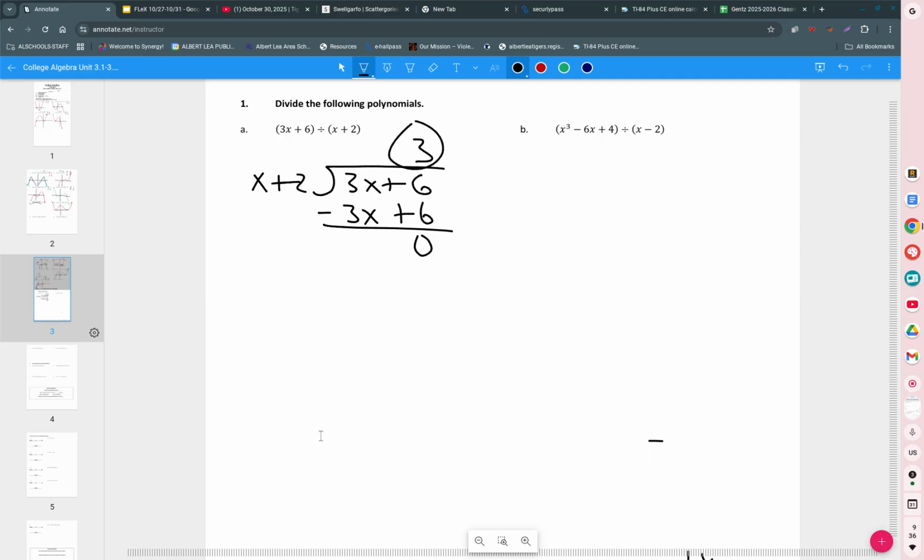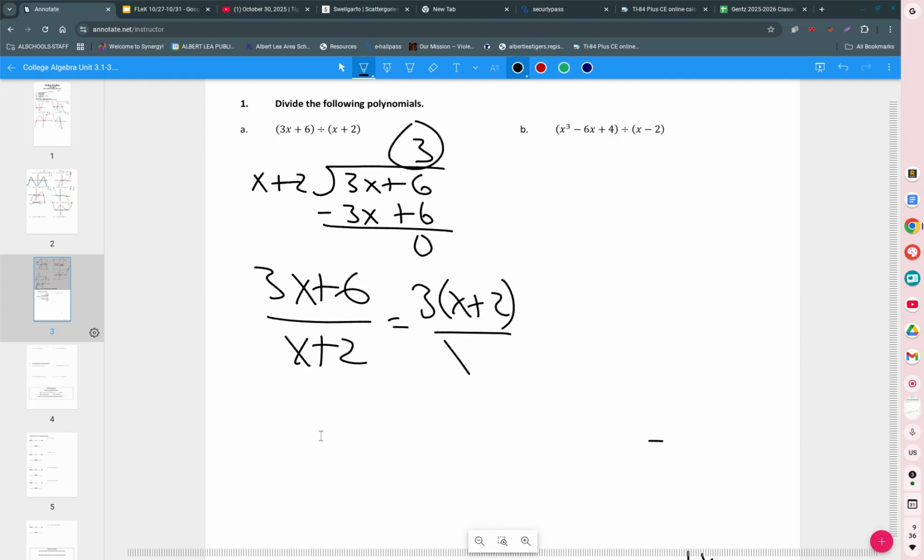We good? Yeah. That should not be surprising, because if you had 3x plus 6 divided by x plus 2, notice you could have just factored a 3 out of the top and then divided it off, and it would all be good, right? Yeah. But sometimes things don't work out that simply, and it's difficult to see. So let's look at our next example.